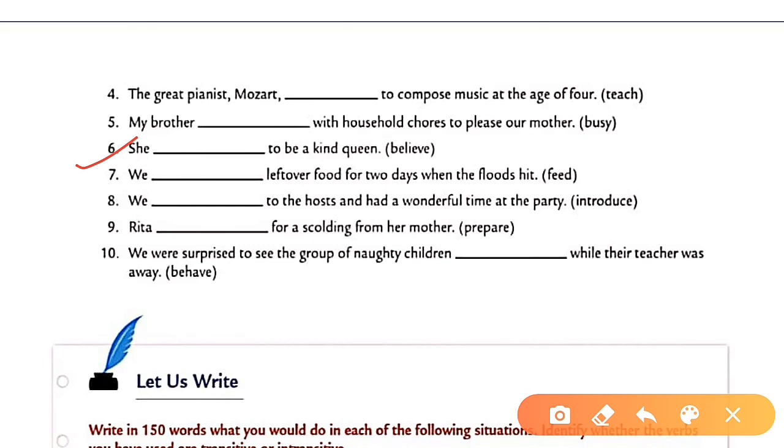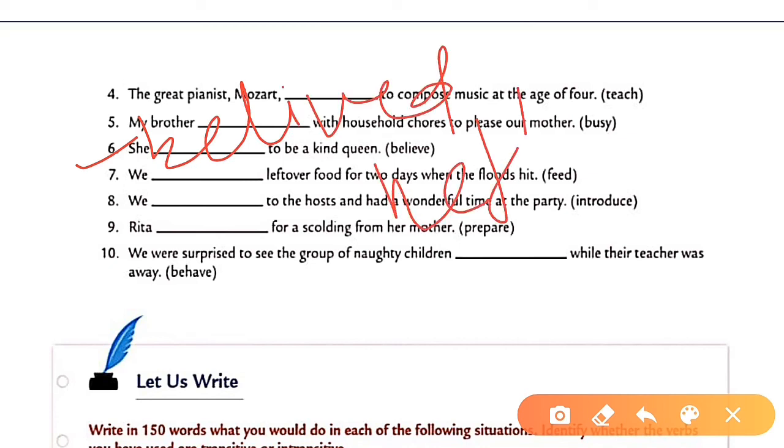Next, number 6, she dares to be a kind queen. She believed herself, herself. She believed herself to be a kind queen.